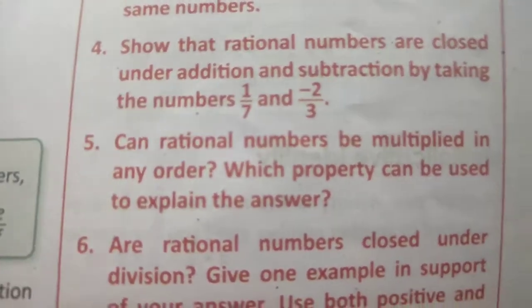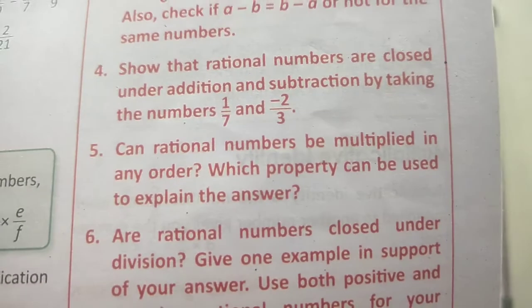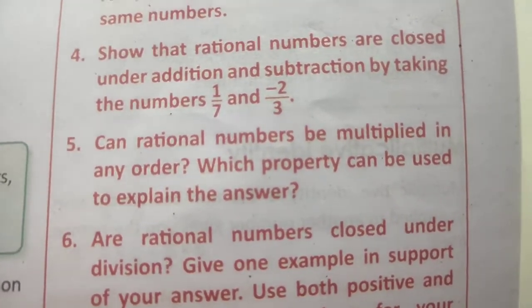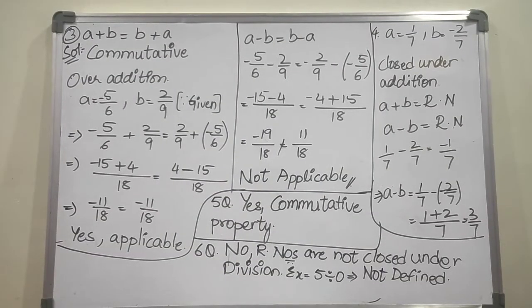Next question, fifth one. Can rational numbers be multiplied in any order? Which property can be used to explain the answer? So, yes, commutative property. That is the commutative property.